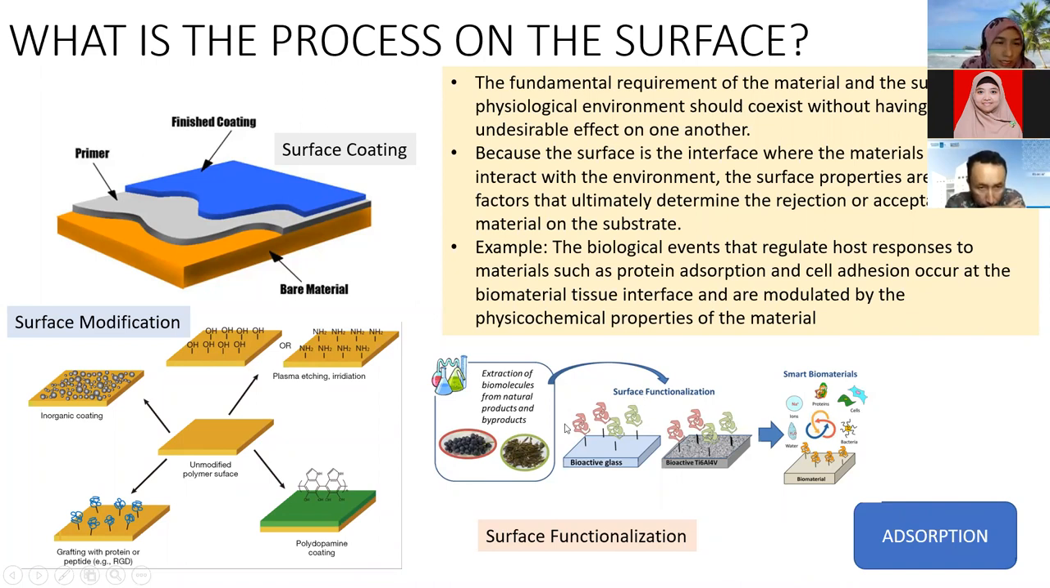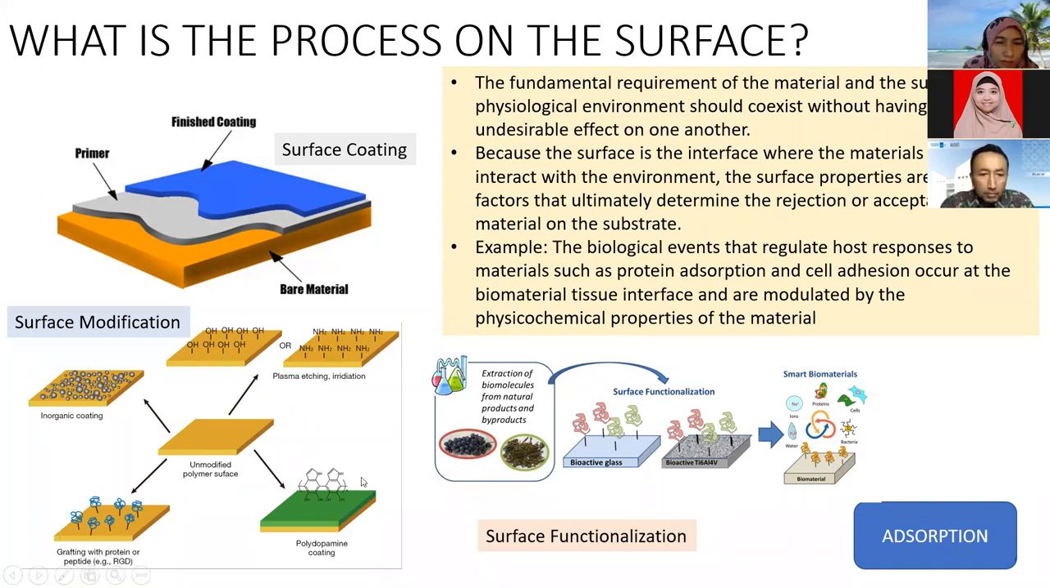So you can see here, this is the photo of the surface coating. This is the bare material, and we have the primer and the finish coating in order to enhance the bare material. Surface coating, the best example is paint. Everyone knows what paint is. We keep painting our house, we keep painting the wall, all the old surfaces, in order to make our house, our wall better. So this is surface modification.